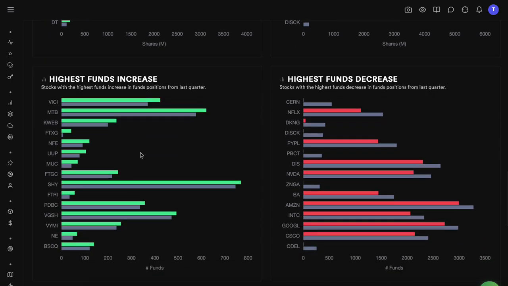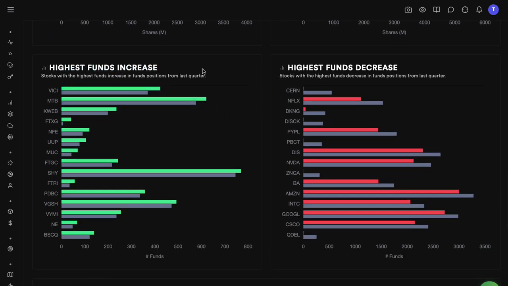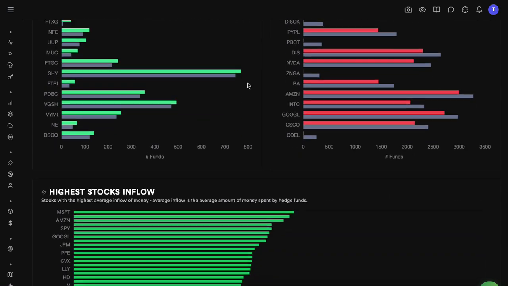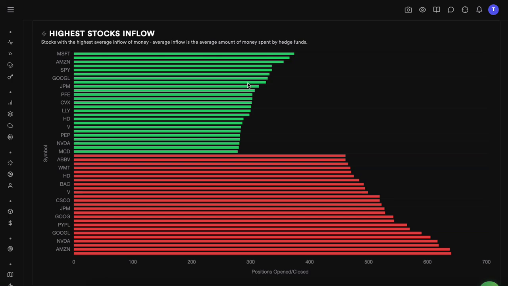Things like that. And then we have the highest funds increase, so stocks that were added by the highest number of funds. And then we have the highest stocks inflow and the highest stocks outflow. So these are the number of positions that were opened or closed for different stocks.